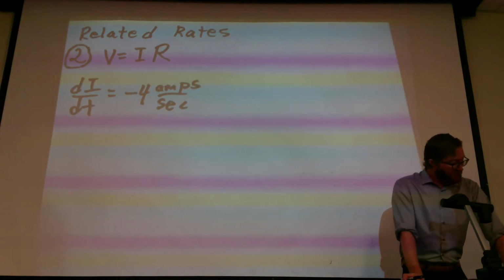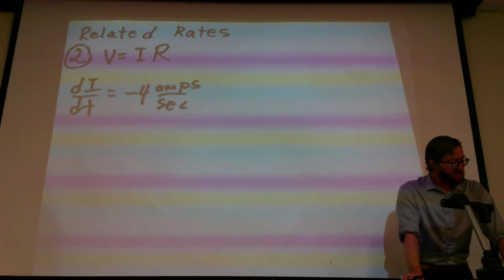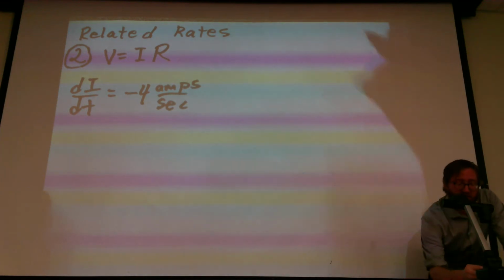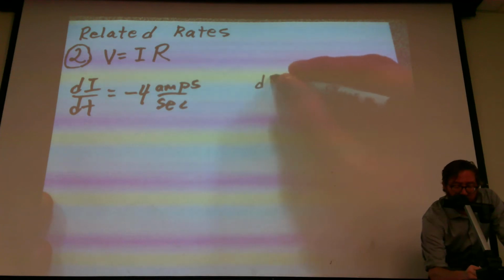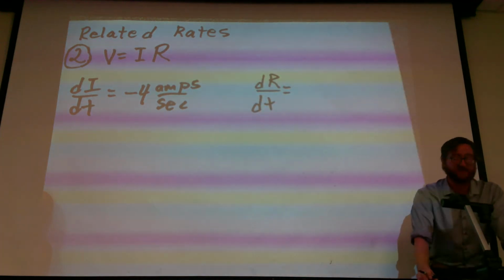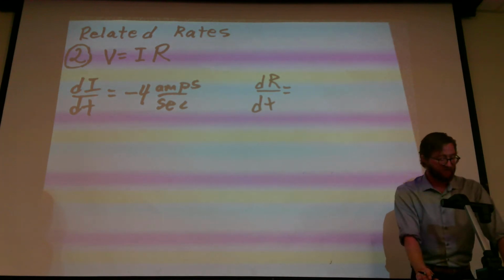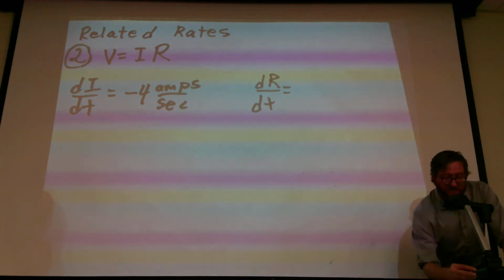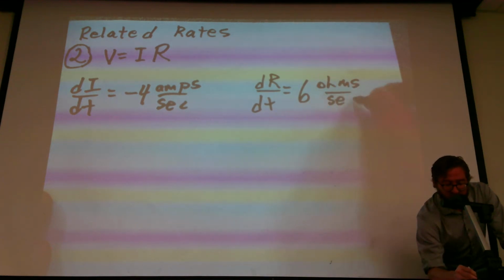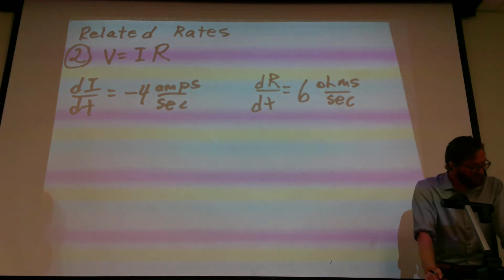Okay. The resistance is increasing at 6 ohms per second. So that's telling me that the changing of the resistance with respect to time is increasing, so we're going to have a positive change. So this is going to equal 6 ohms per second. Okay, so what is the change in the voltage?